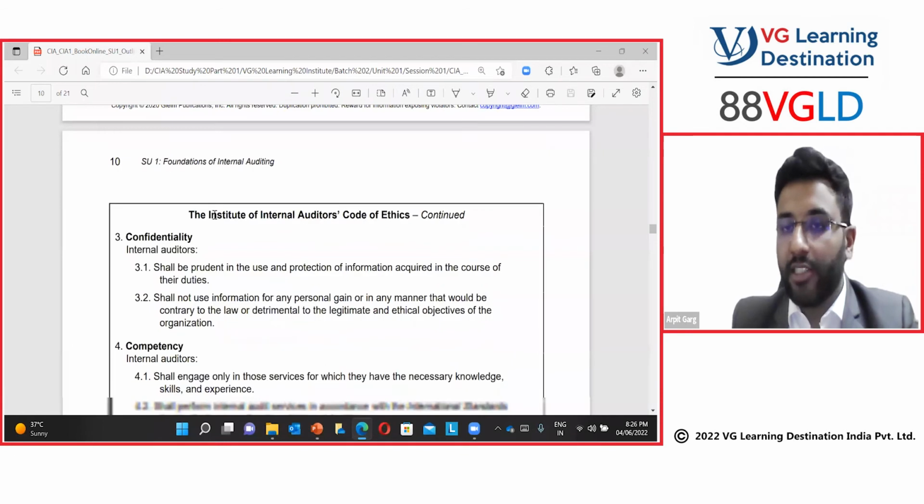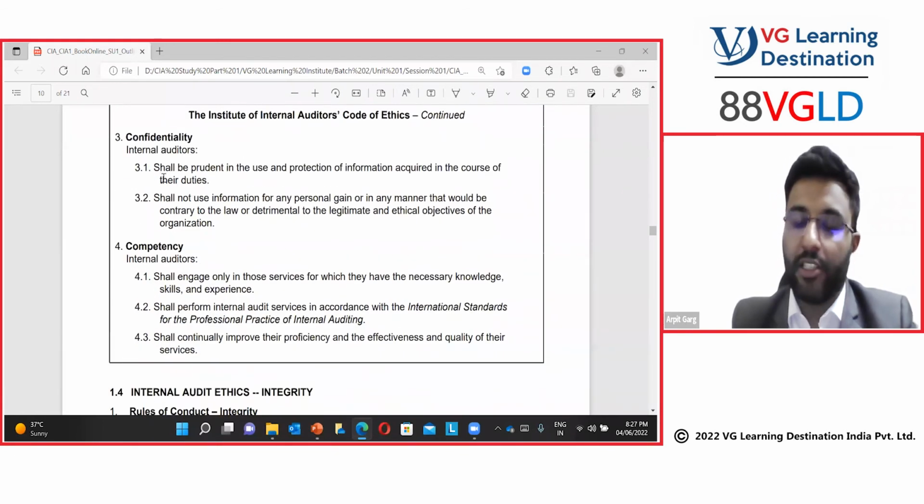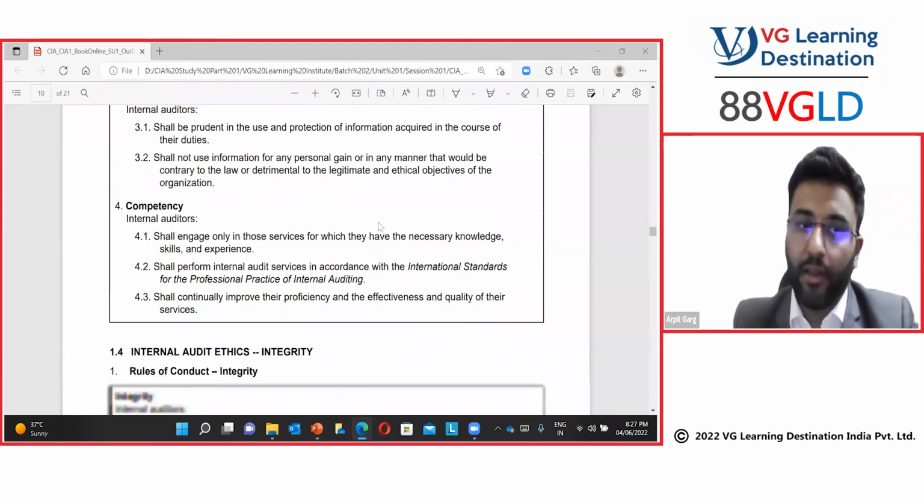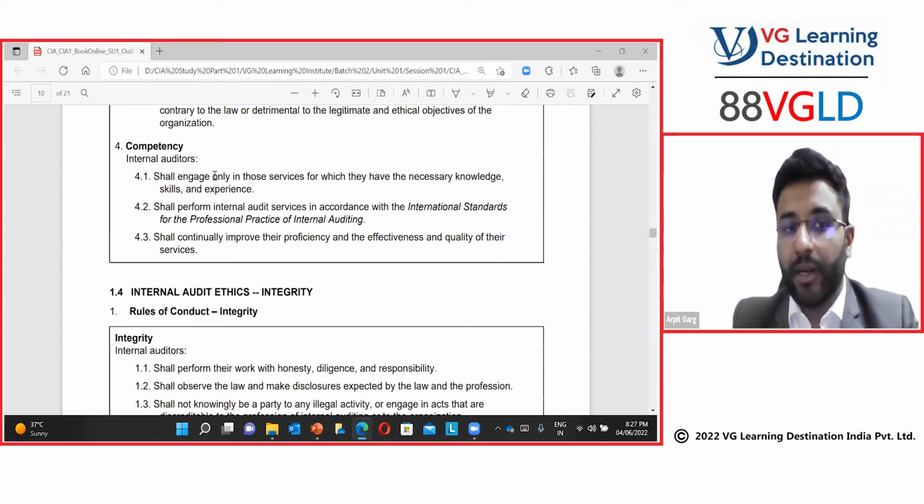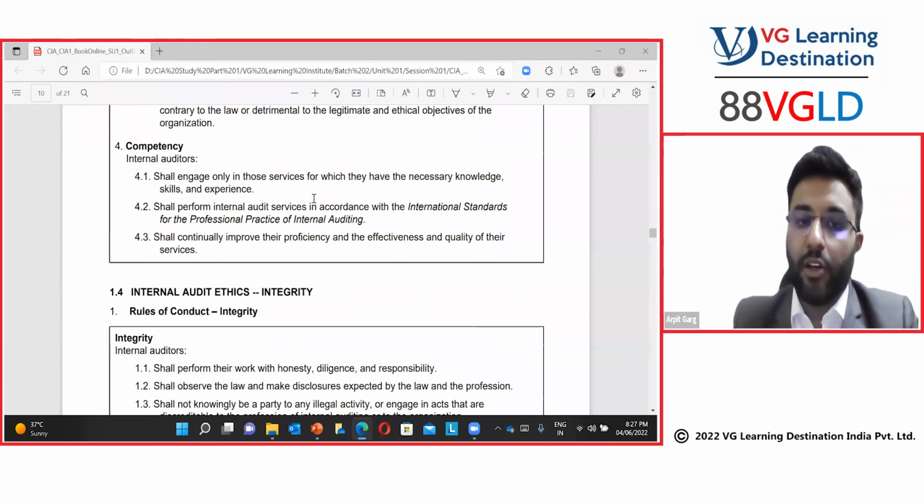Moving on to confidentiality, there are two principles. It says they shall be prudent in the use and protection of information acquired in the course of their duties, and shall not use information for any personal gain or in any manner that would be contrary to the law or detrimental to the legitimate and ethical objectives of the organization. And then we have competency, folks. It says they shall engage only in those services for which they have the necessary knowledge, skills, and experience, shall perform services in accordance with the IPPF framework, and shall continually improve their proficiency and the effectiveness and quality of their service.